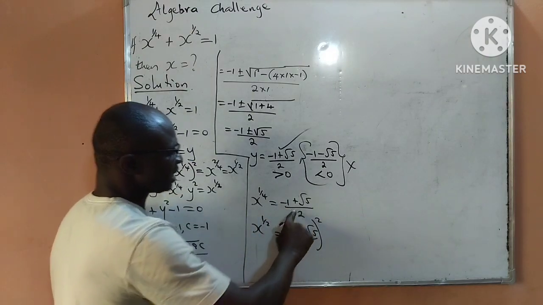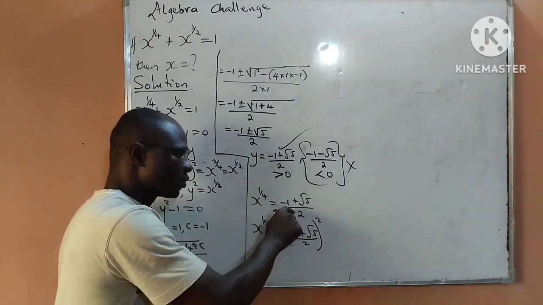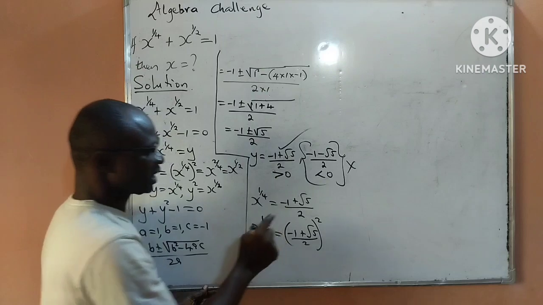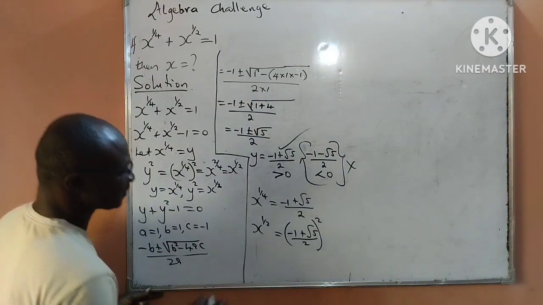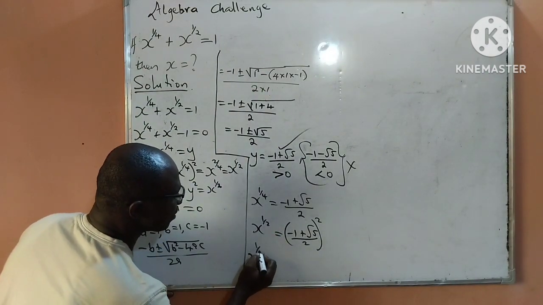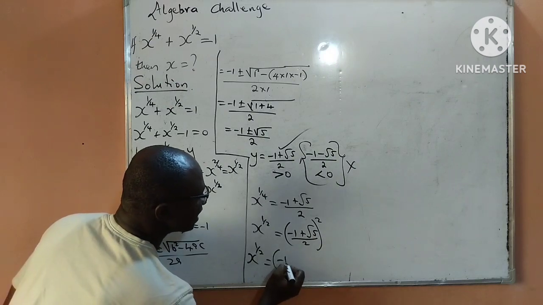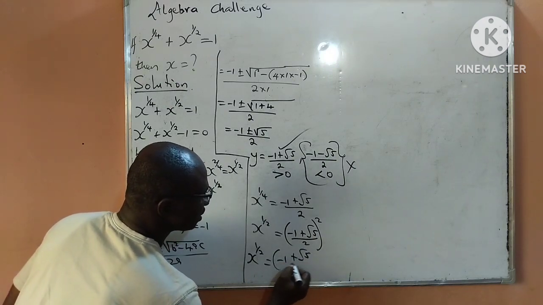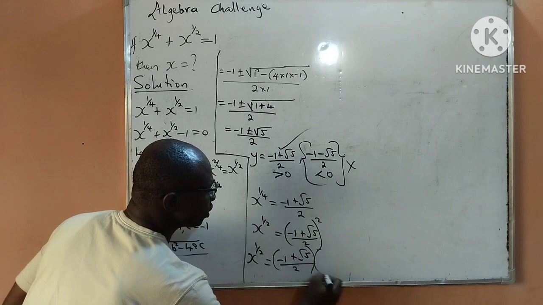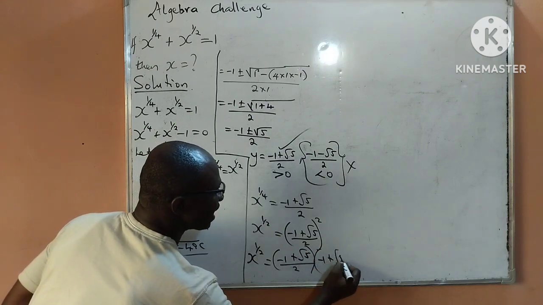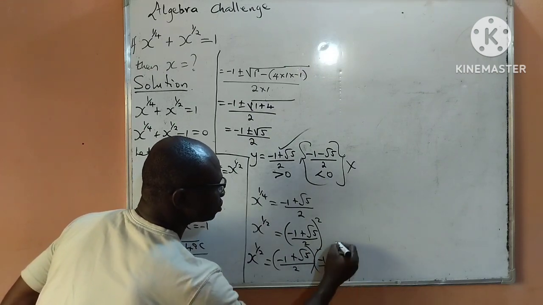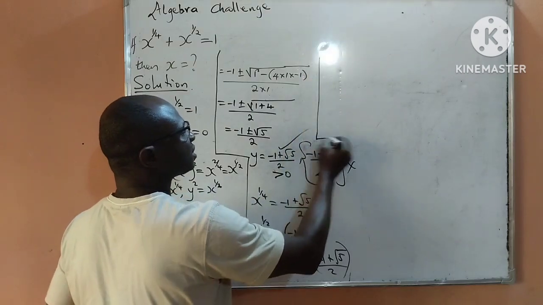Therefore, the value we got for y, if we square it, we have this. Let us now expand it. We now write x raised to the power 1 over 2 is equal to (minus 1 plus root 5) divided by 2, multiplied by (minus 1 plus root 5) divided by 2. Let us expand that.